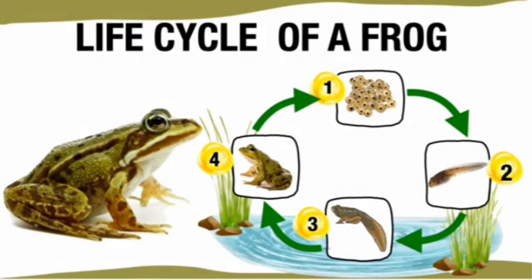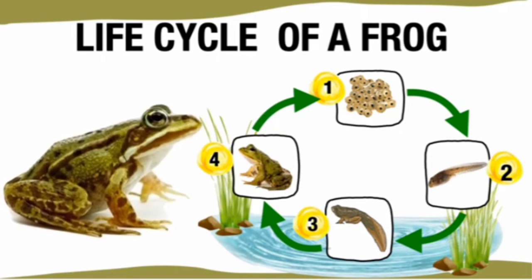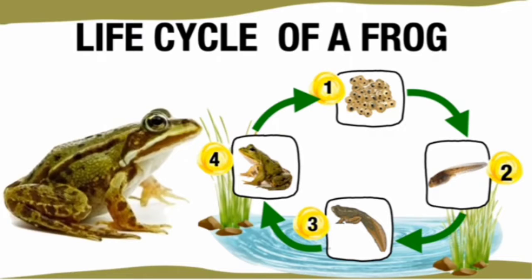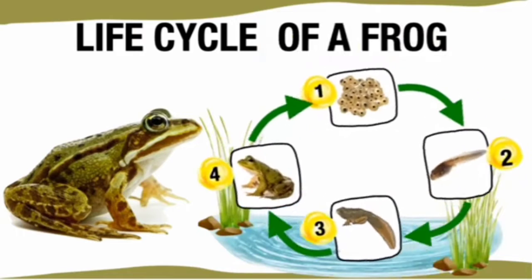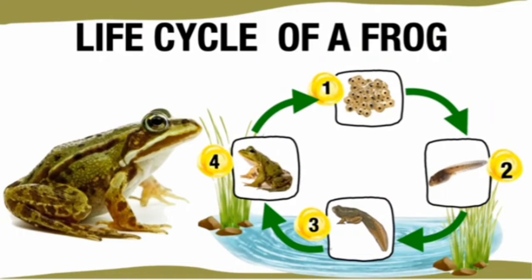Life cycle of a frog. Frogs are amphibians. They can live in water or on land. They go through several stages of life before they become adult frogs, and during those stages, they live only in water.